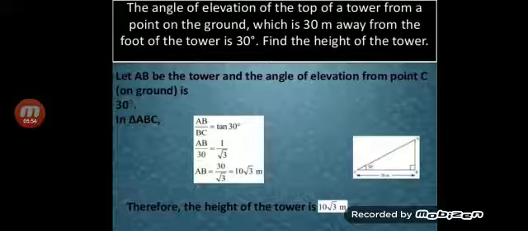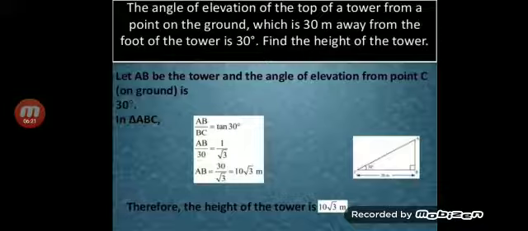AB is a tower and the angle of elevation is at point C, from the point C on the ground to the top of the tower. A is the top of the tower, B is the bottom of the tower, and C is the observer. If you observe the top of the tower, the angle of elevation is given as 30 degrees.